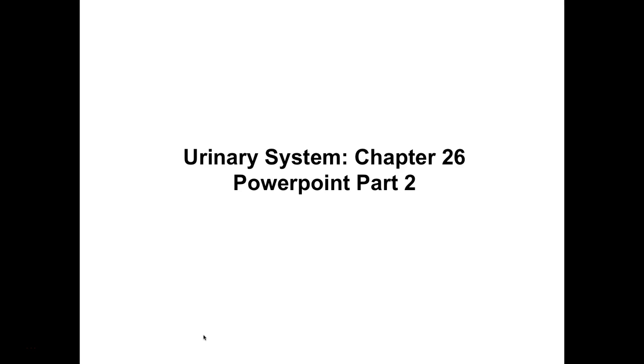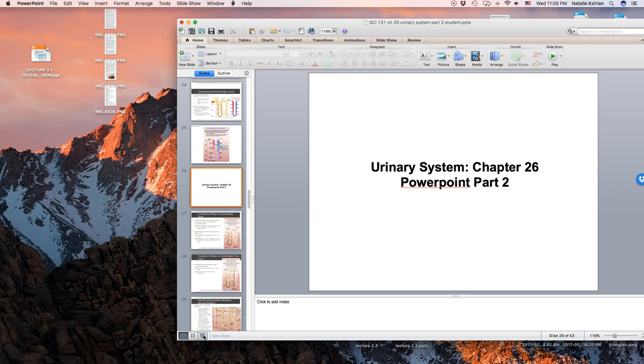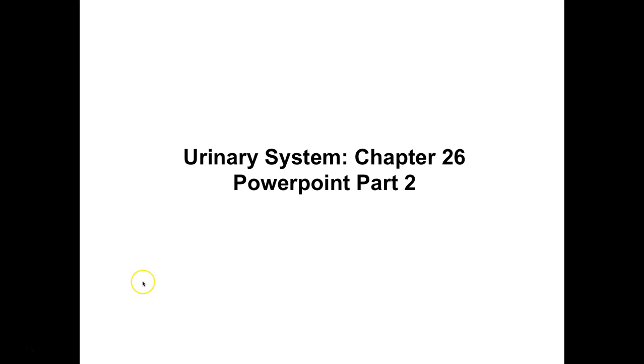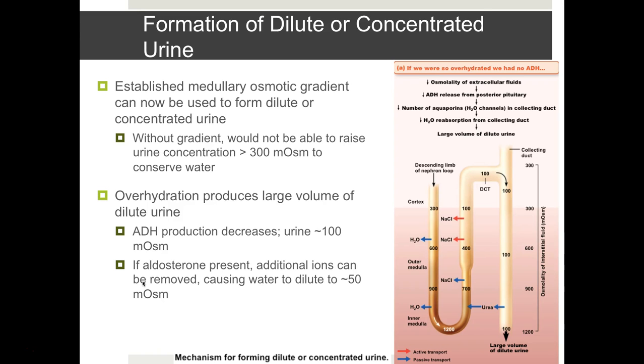We are going to start on slides, I believe it's 26. Yes, 26. My numbering's off because I added a title slide here, but we're starting on slide 26, and we'll continue through slide 53, I believe is our last slide. So let's go ahead and get started. We're first going to discuss the formation of dilute or concentrated urine.